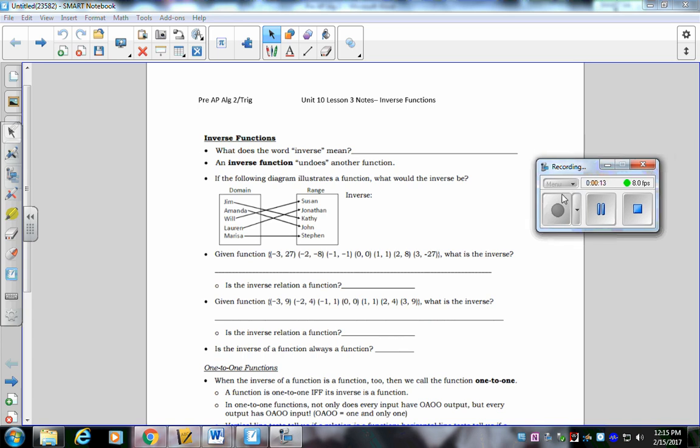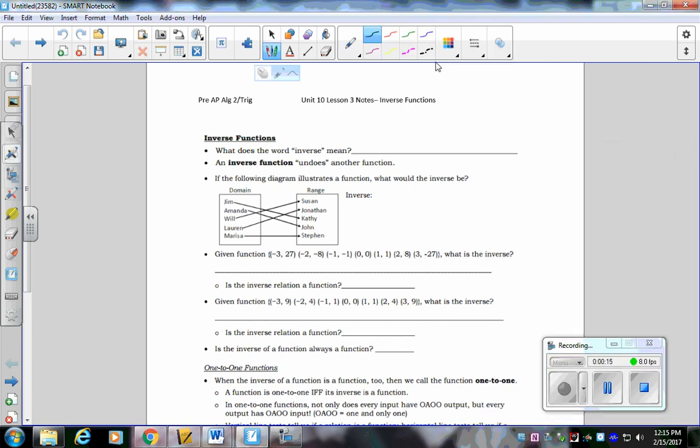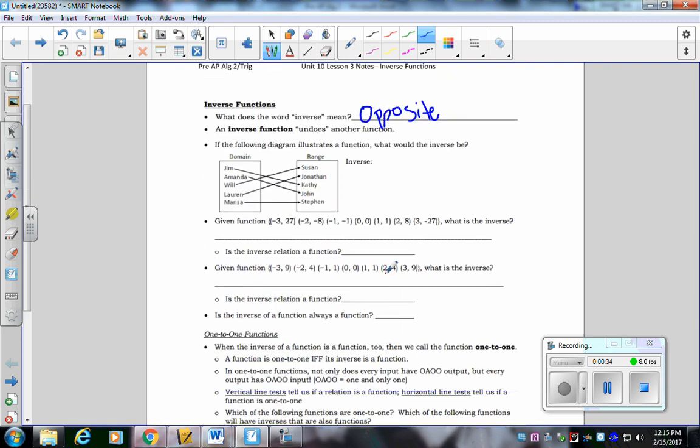What does the inverse mean to you? Well, to me, it means opposite. Okay, and we're going to be talking about that a lot. So we're going to be finding opposite functions. We'll look at how to find inverses graphically, algebraically, how to prove if things are inverses by using composition, and how to determine if inverses are truly functions, and all that good stuff. It's important to know that an inverse function undoes another function. It literally undoes everything. Does that word make sense? Yeah, okay.